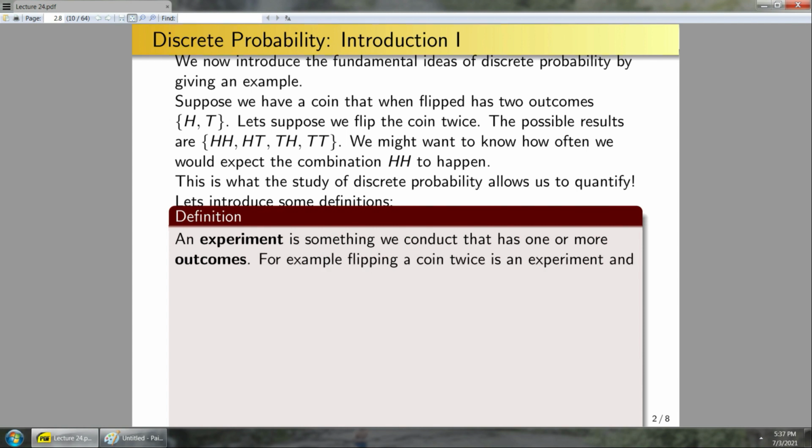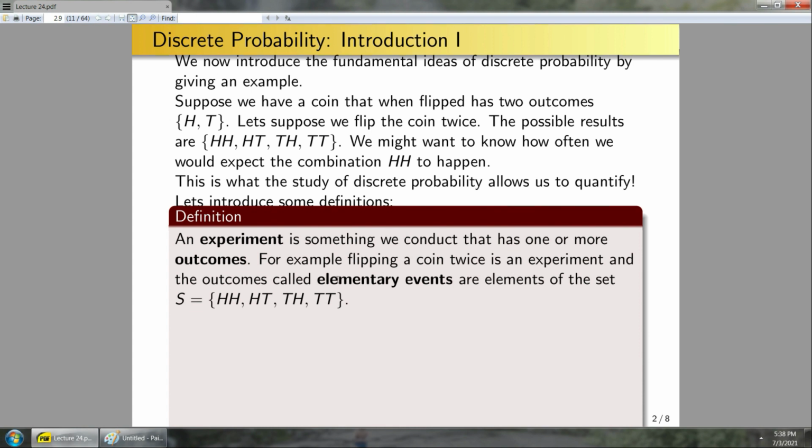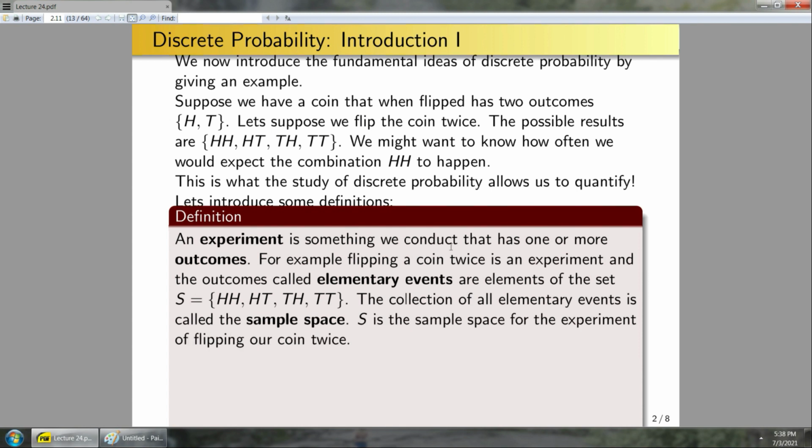Putting it in slides, flipping a coin twice would be an experiment, and the outcomes of that experiment we'll call elementary events. Elementary events are simply going to be elements of the set of all the possible outcomes. So in that case, if I flip a coin twice, these are all the possible outcomes. Now, the set S has a special name. The collection of all elementary events is called the sample space.